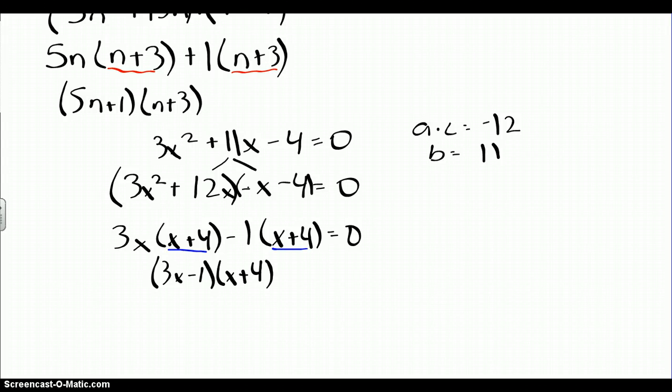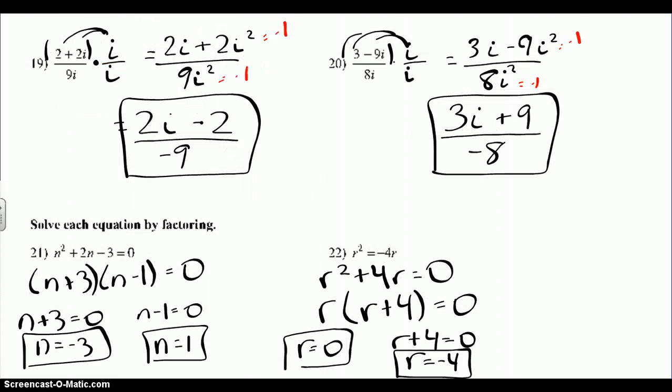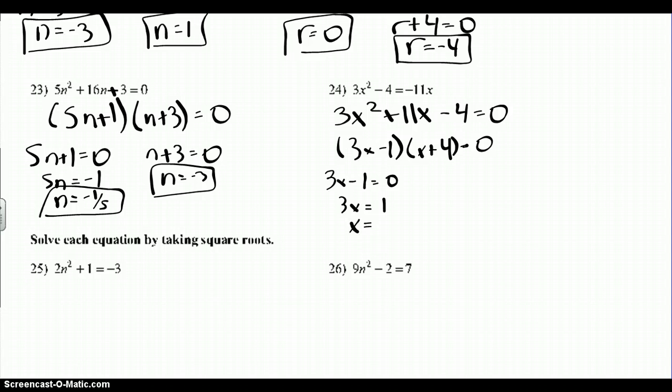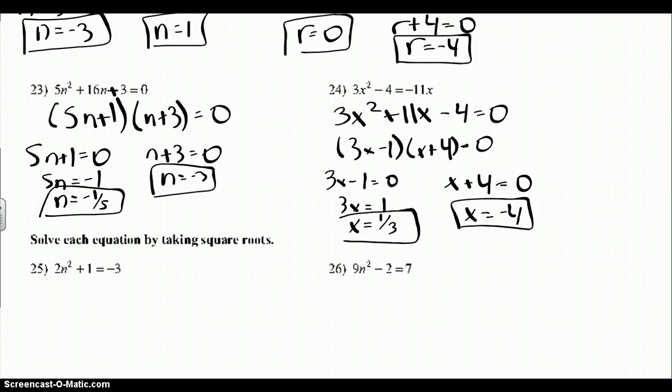So now I can bring those two factors back to our original problem, and then we'll solve. So we factored it into 3x minus 1 times x plus 4 equals 0. Solve for x. Add 1 gives me 3x equals 1. Divide by 3 gives me x equals 1/3. The other one, subtract 4, it gives me x equals negative 4. Okay, so those are our two solutions.